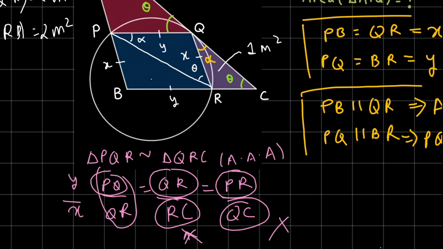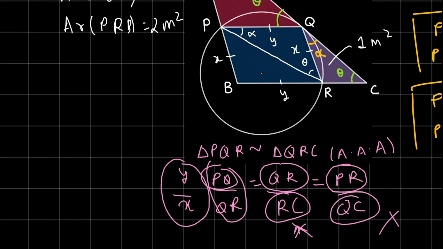So this particular ratio is ultimately equal to Y upon X. Now let us utilize the concept that we have just seen: if two triangles are similar, the ratio of their areas... So the area of the triangle PQR is ultimately half the area of the parallelogram, because it is that particular triangle. The area of the complete parallelogram was 4, hence the area of the triangle PQR is equal to 2.